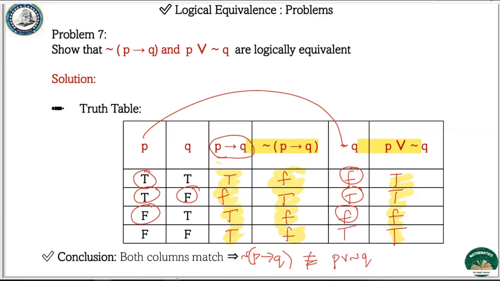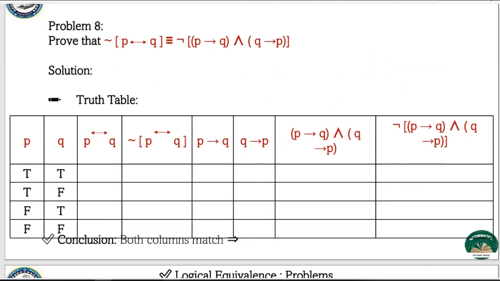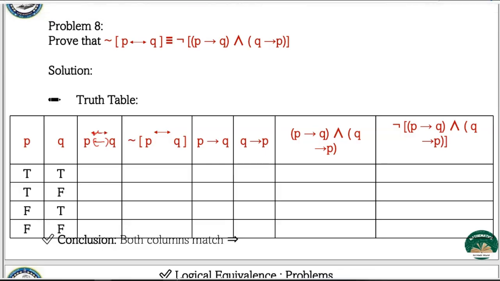Then the next one you have is negation P double implication Q is logically equivalent to negation P and Q, P implies Q and Q implies P. Let us check if this condition is matching. Let us find the answer. First is the double implication. If both are the same, the answer is T. Otherwise, it is false. So what will be the negation of this? It will be F, T, T, F. Whatever you got, reverse it.